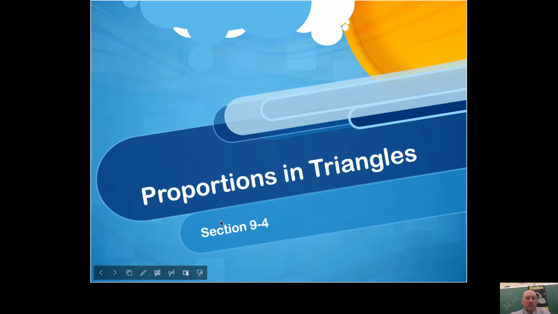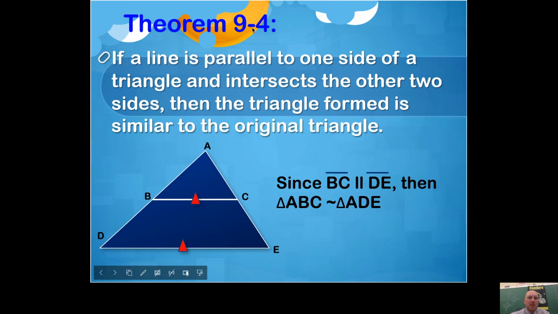This is section 9.4. We're going to look at proportions in triangles. Theorem 9.4 says if a line is parallel to one side of a triangle and intersects the other two sides, then the triangle formed is similar to the original triangle. So you're going to see this diagram a lot over the next few sections. We have a big triangle with a little triangle inside of it. If these two sides are parallel, that forces these two triangles to be similar.